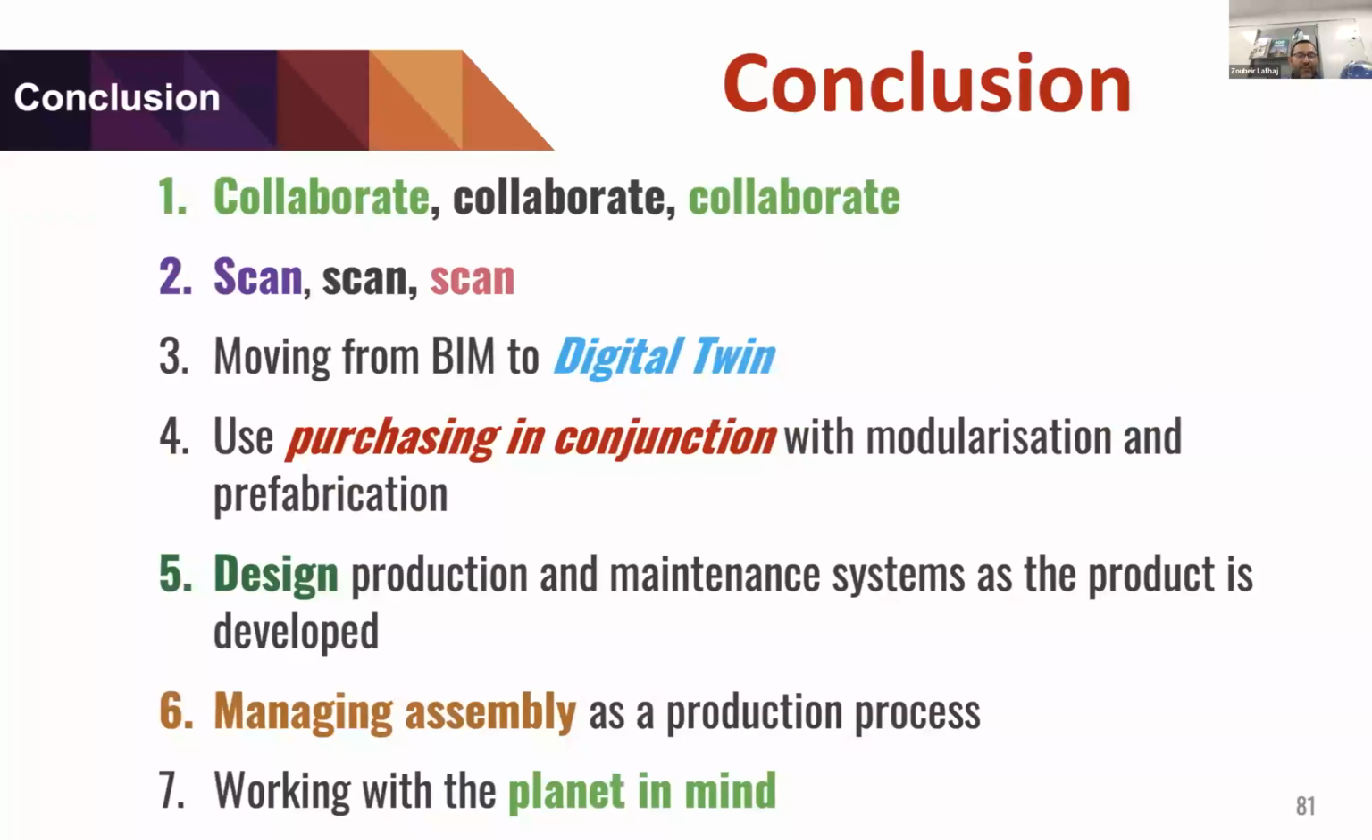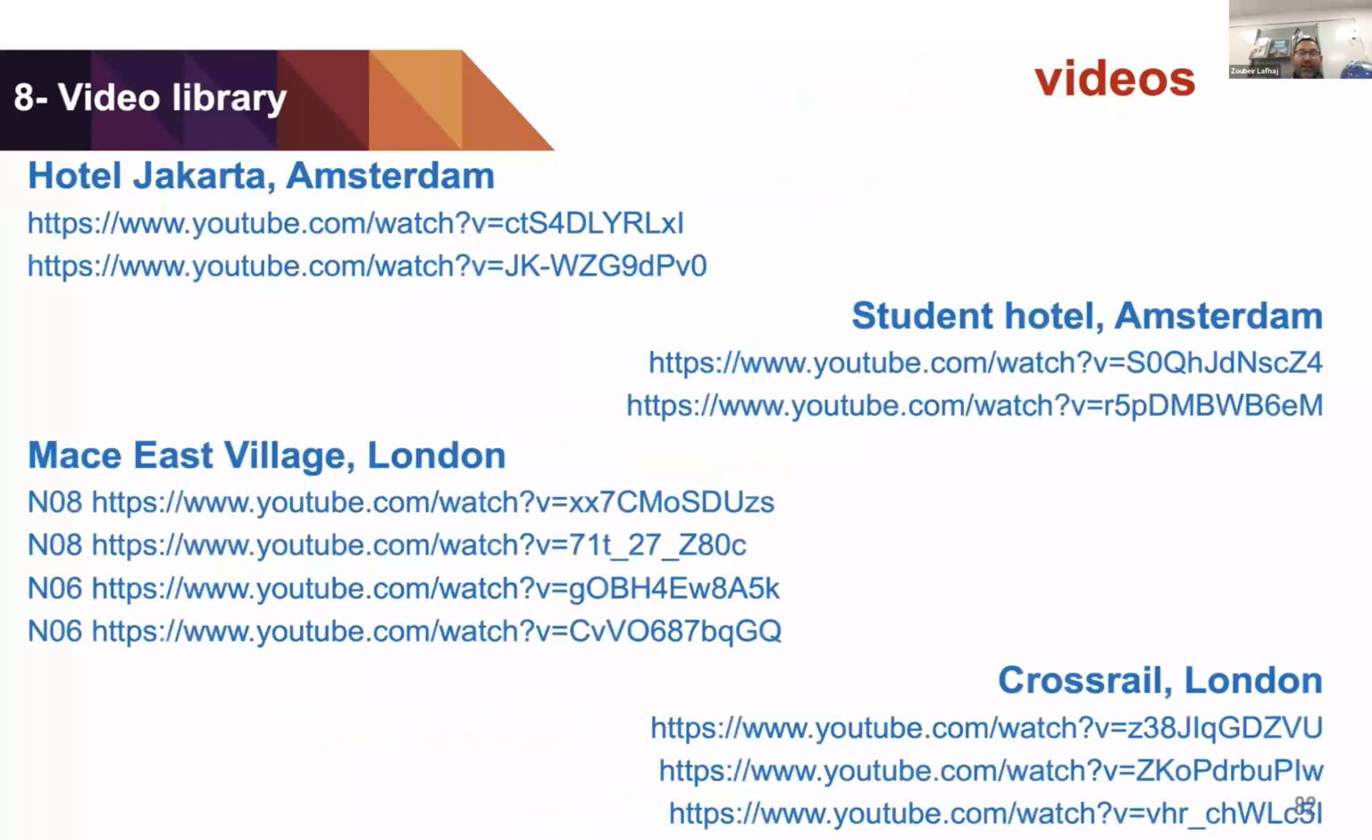In conclusion, as we say in lean construction, usually, collaboration, collaborate. Digitalization is very important: moving from BIM to digital twin. Use processing in conjunction with modularization and prefabrication. Design is very important, as are production and maintenance systems as the product is developed. Managing assembly as a production process, working with the client always in mind.